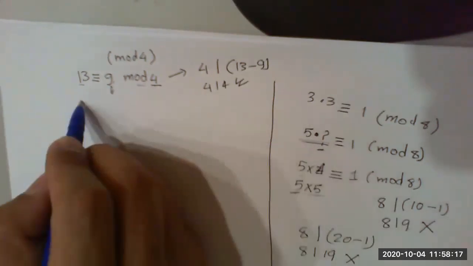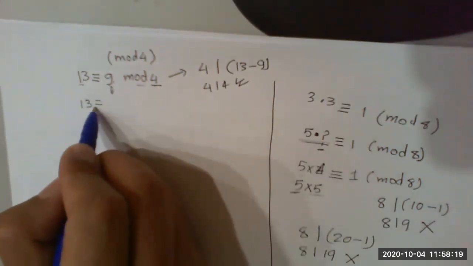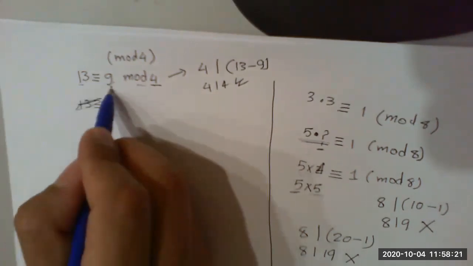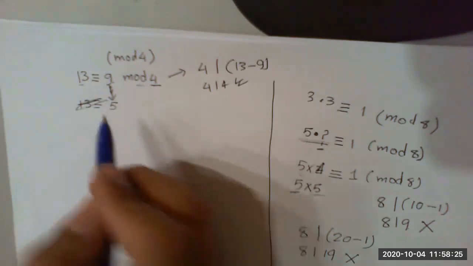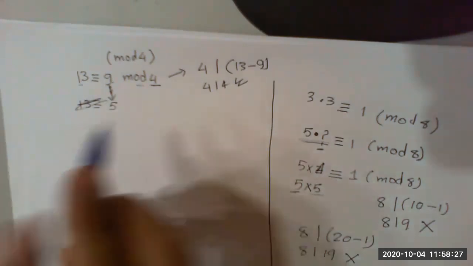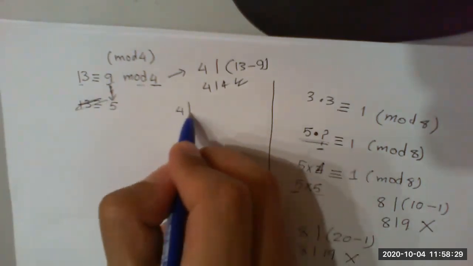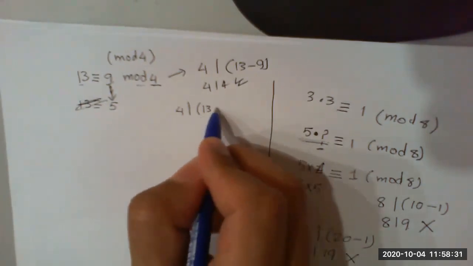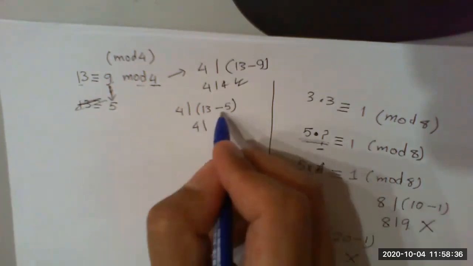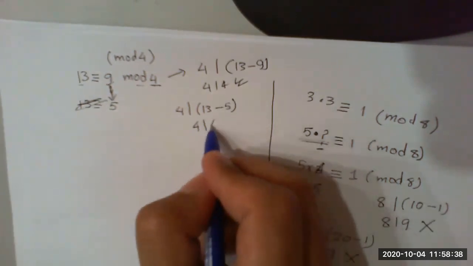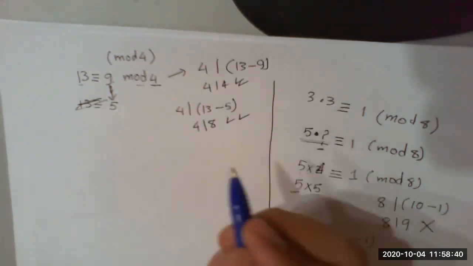For example, let me take 13. If I change 9 to 5, what do you think? So 4 divides the difference between 13 and 5, which is 8. This is true. Yeah, exactly.